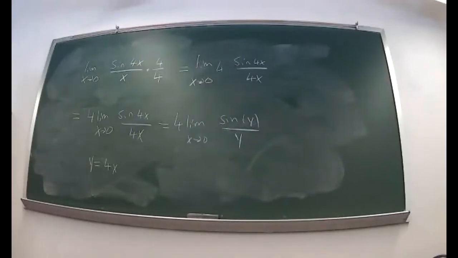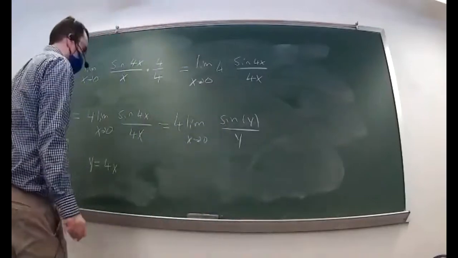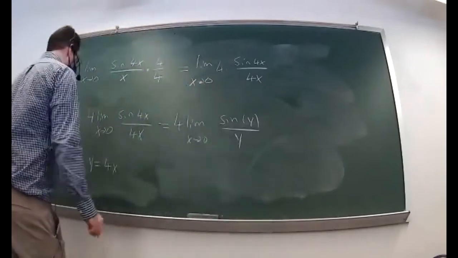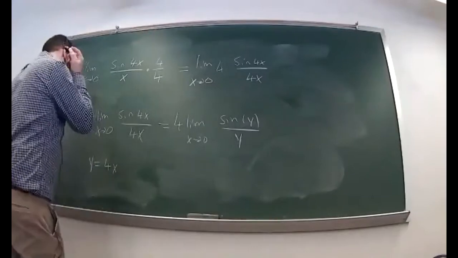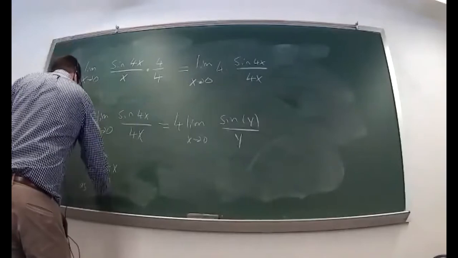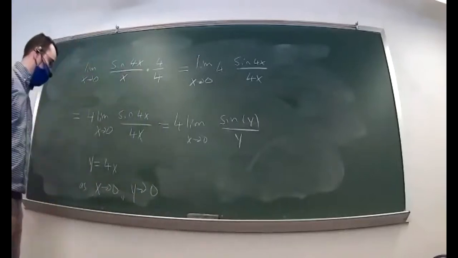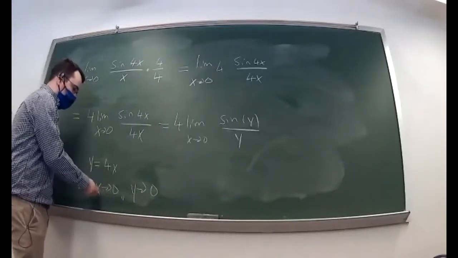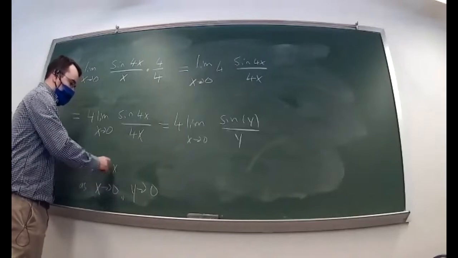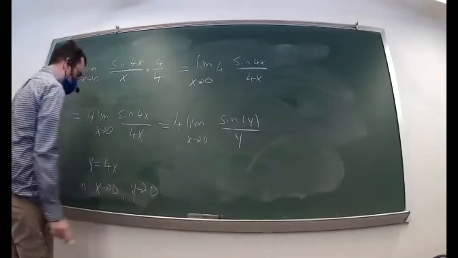And certainly the limit as y goes to 0 of sine y over y is equal to 1, so we know that. But I have to ask my question: what happens to y as x goes to 0? If I look at this equation, I can use my intuition and say, as x goes to 0, it's certainly true that y is going to 0 as well, using this horizontal arrow to indicate that the limit of 4x is equal to 0 as x goes to 0. Or in other words, as x goes to 0, y tends towards 0.